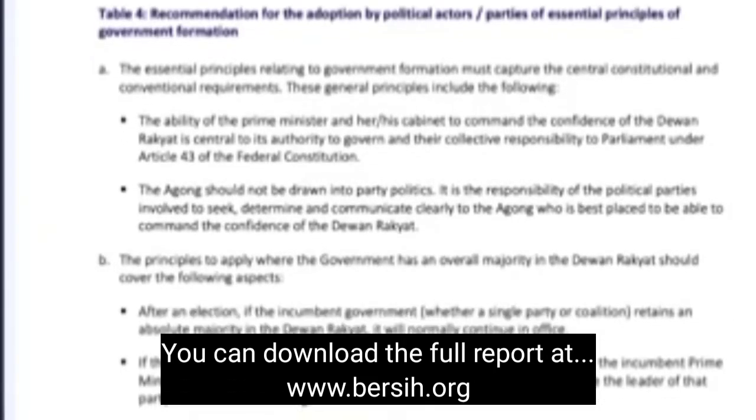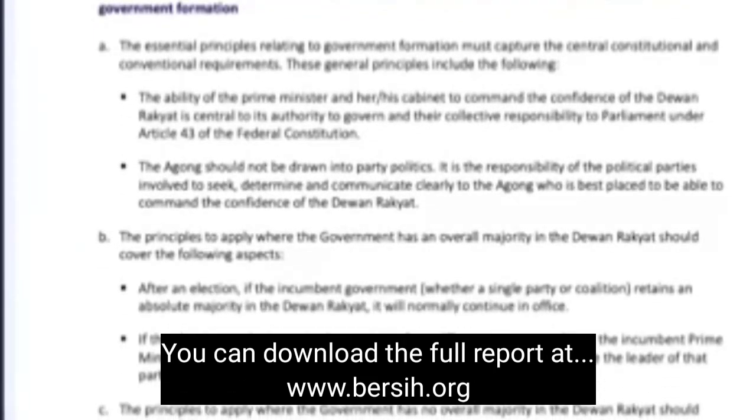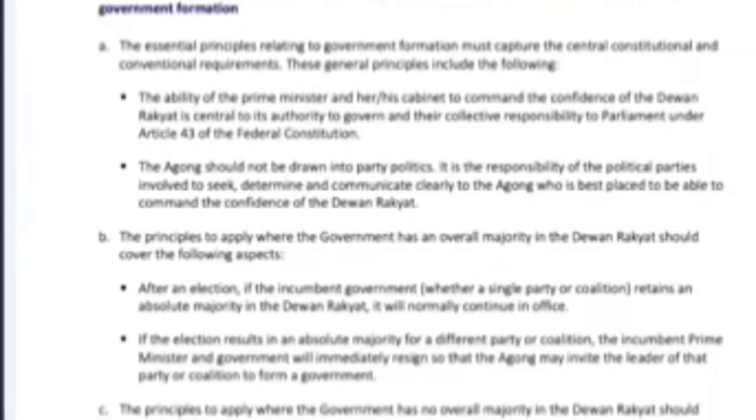So essentially, the principles and protocols should capture the central constitutional and conventional requirements that are best practices in Westminster parliaments. Number one, the core issue, of course, for any appointment is that the Prime Minister must have the ability, and continue to retain the ability, to win or to command the confidence of a majority of MPs of the Dewan Rakyat. But the second very important principle is that the Agong, or any head of state, should not be drawn into party politics. And so it is the responsibility of the political parties to seek, determine, and communicate to the Agong their resolution, yeah, where there are leadership crises.